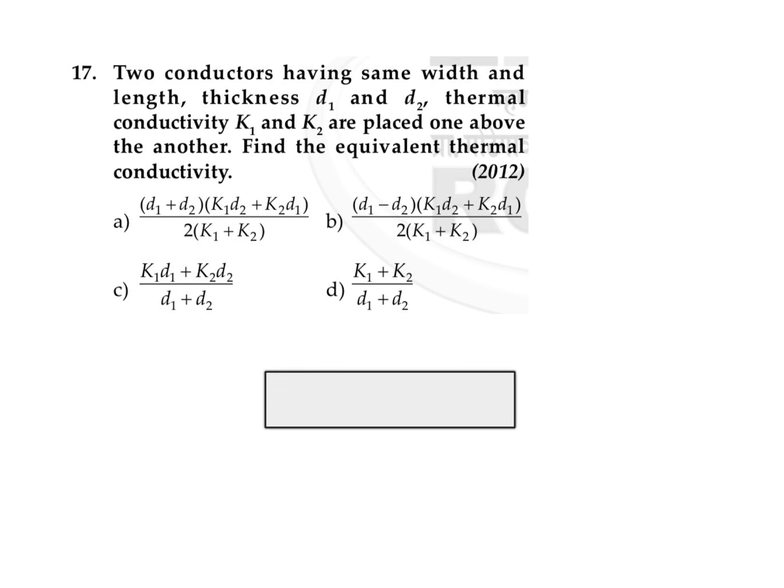So two conductors having the same width and length. We can consider that the length of this conductor is equal to L, and we have another conductor. In the question, the two conductors have the same width, so we can take their width as the same as well. Let's represent this width by W, and the thickness is different. For one we can take the thickness as D1, and for the second one the thickness is D2. So it will look something like this.